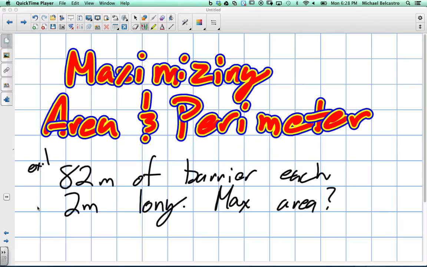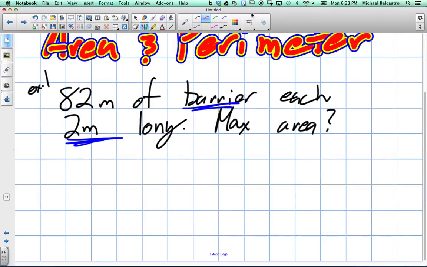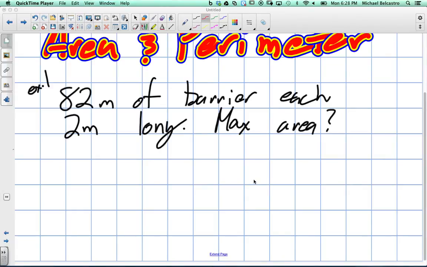Okay, so with that same idea, here's our part 2. We have 82 meters, but we no longer have ropes, so it's not very malleable. They've given us barrier, and each barrier is 2 meters long. So if we recall from what we just did, to build a square, like we were saying, it's not malleable. Each of them is 2 meters long.